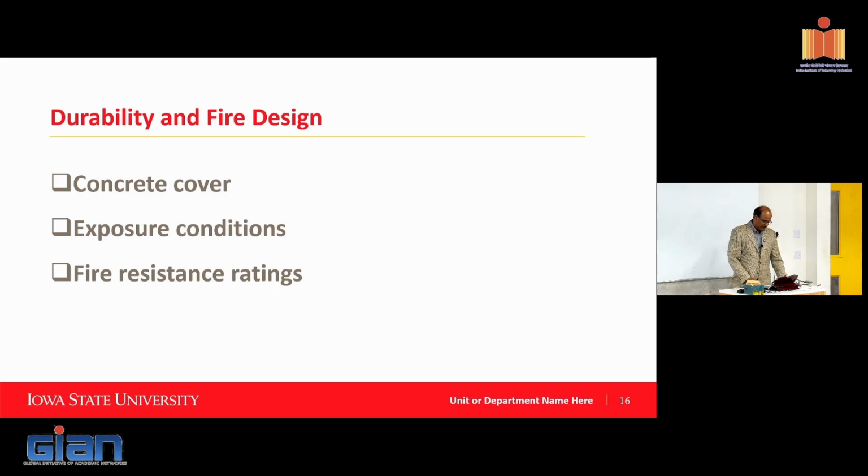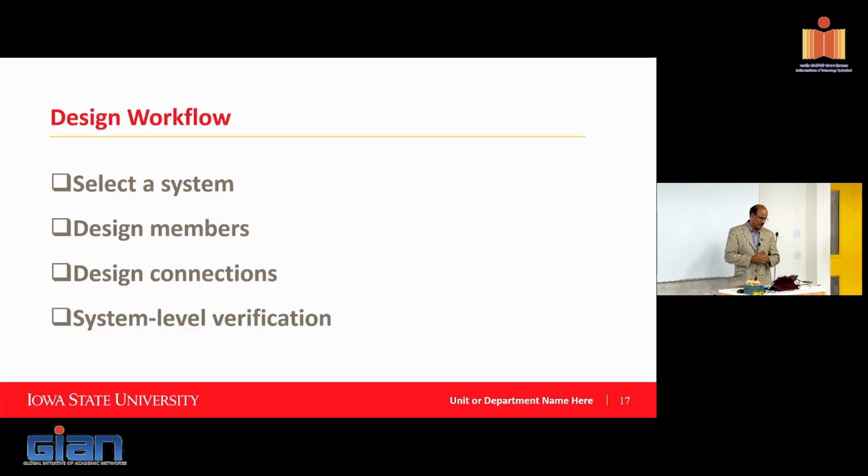From a design system workflow point of view, it's important that first you select a system. So this is where the designer selects the system. You say, I'm going to use a core wall structure. That means the wall is going to be the primary element in terms of resisting loads. So that's something you decide.